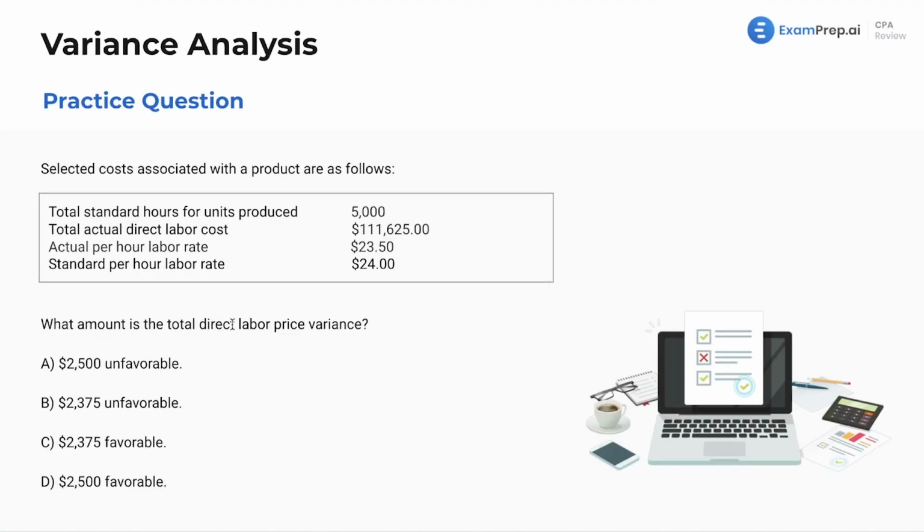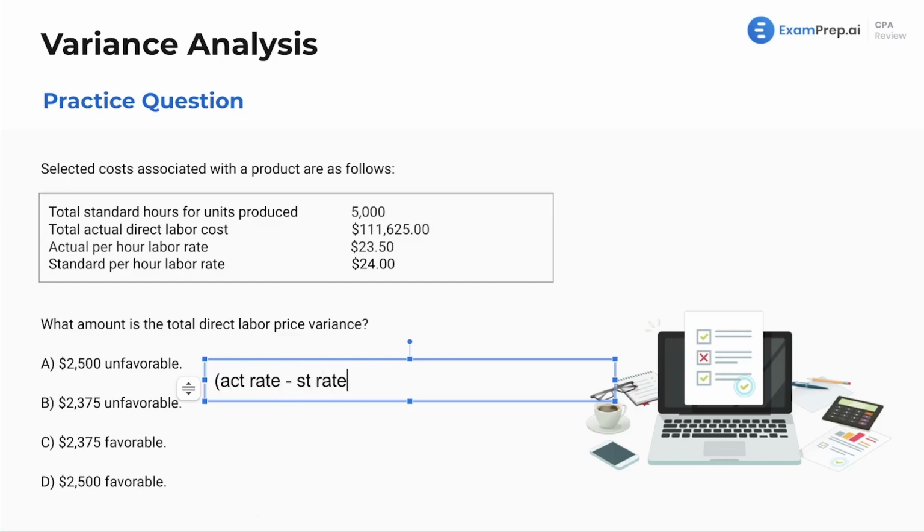What amount is the total direct labor price variance? Let's see. All right. Well, total direct labor price variance is going to be, in parentheses, actual rate minus standard rate, times what? Times, in this case, our actual hours. And let's see what we can immediately fill in. It'd be nice if we could immediately fill in everything. However, in this case, fortunately, it will not be the case. So standard per hour labor rate is 24. Fill that in. And actual per hour labor rate is 23.5.